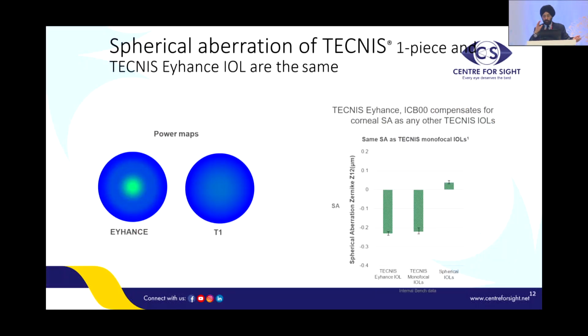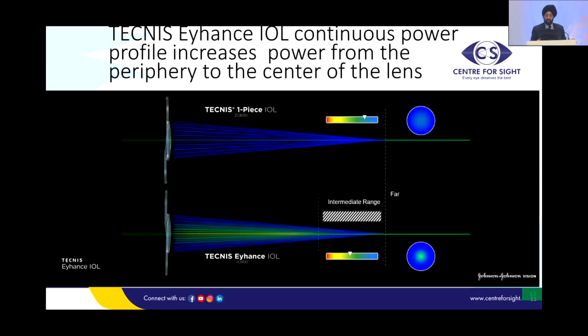And if you see the power map that is there, you have spherical lenses, which is this one. You have the Technis monofocal lens and you have the Technis Eyhance. So they compensate for the asphericity. This does not compensate. Both of them compensate the same way for the asphericity of the cornea. This is what it does.